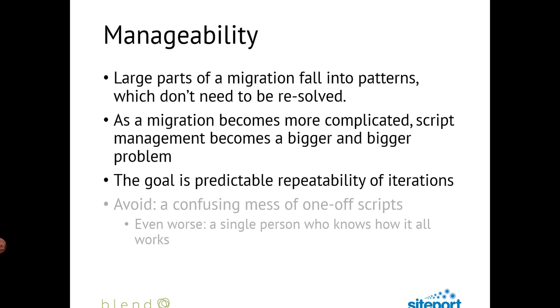When we go back to the automated migration cycle, the goal is that you can run a migration cycle, adjust, run it again, and predict the results and know what you're going to see. What you want to avoid more than anything is a confusing mess of one-off scripts. If you have one guy in the corner of your development environment who says, well, I'll just write a Perl script to move all this content, that's going to be a mess.